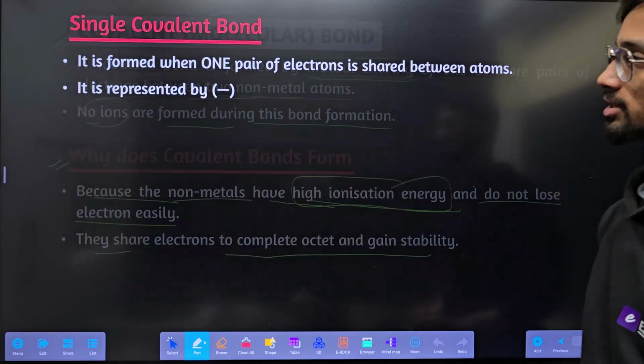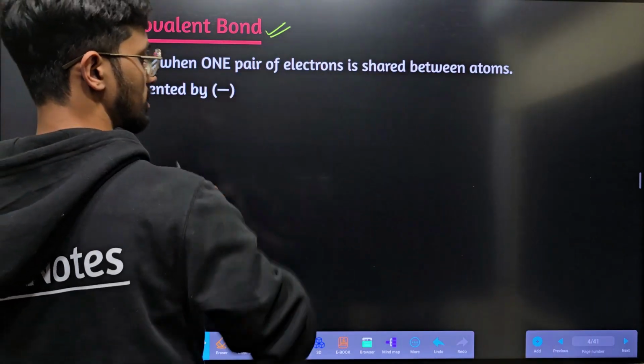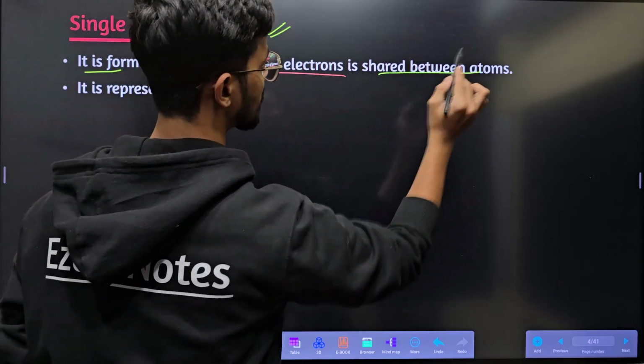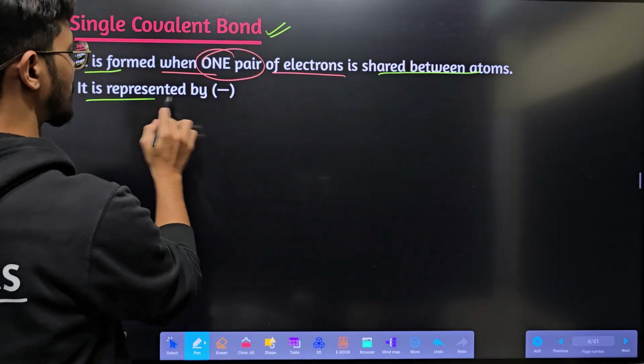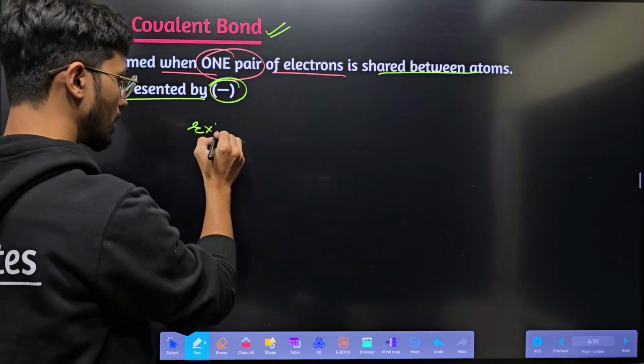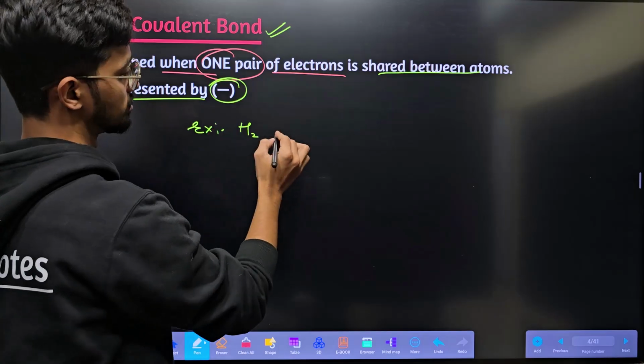Okay. So let us see the types of covalent bonds. First, the single covalent bond. It is formed when one pair of electrons is shared between the atoms. It is represented by a single line. For example, the H2 molecule.